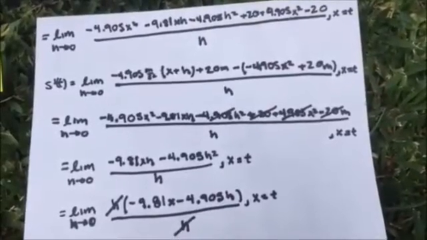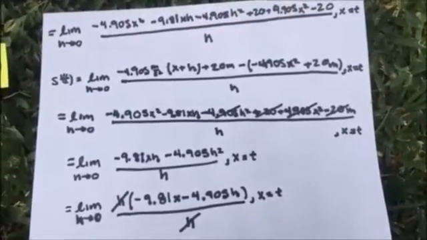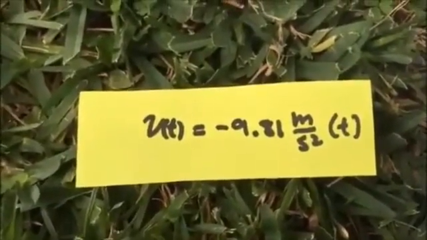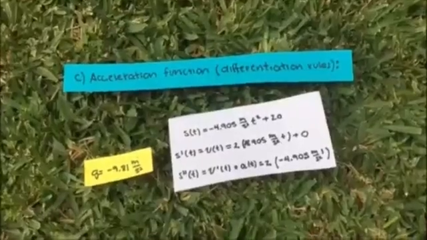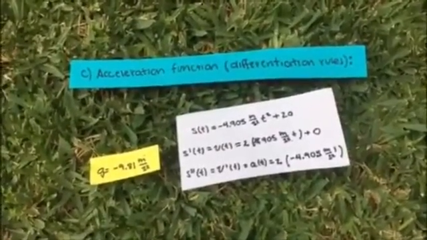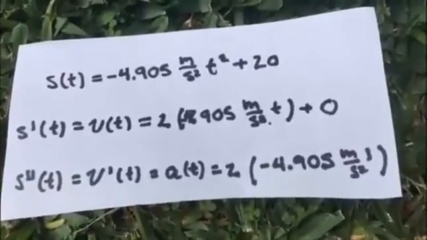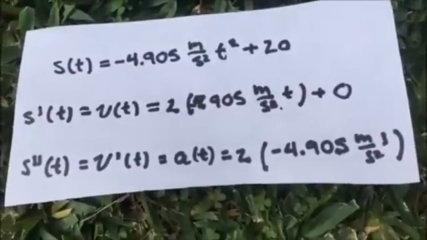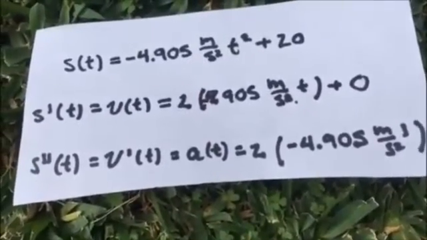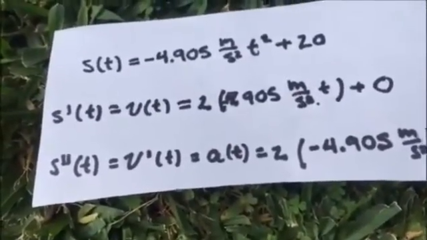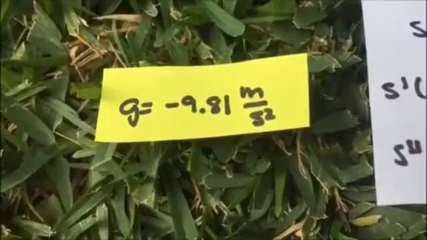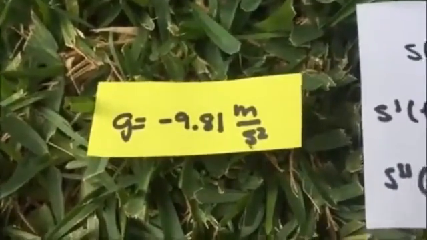After proceeding to solve the mentioned, we are given the result of minus 9.81 meters per second squared times time. Point C. Find the acceleration function by using differentiation rules. Using again our position function, we derive it to get our velocity function, so that we can derive it into our acceleration function, which is going to result in the gravitational acceleration equals minus 9.81 meters per second squared.